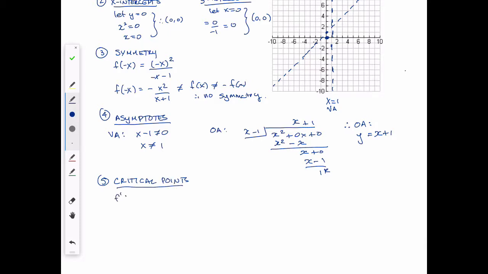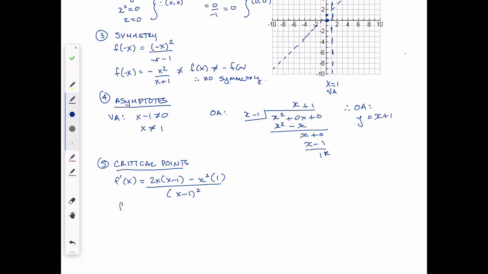So I'll take my first derivative. What's going to be the derivative of the numerator times the denominator minus, all over... And I'm going to clean this up. So basically, I can't cancel something out, so that means I have to expand. So it's going to be 2x squared minus 2x minus x squared all over x minus 1 all squared.